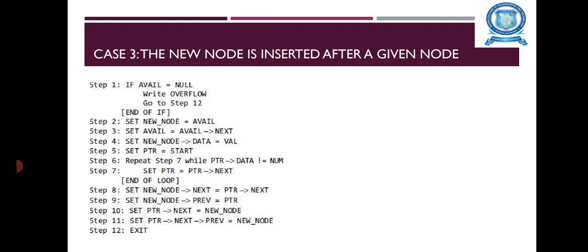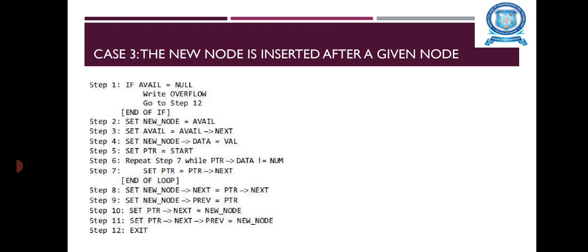Then the next case is the new node is inserted after a given node. This is also the same as in the singly linked list. Here we take the pointer variable and initialize it at the start. The pointer now points to the first node of the linked list. In the while loop, we traverse through the linked list until we reach the particular number. After this, the new node will be inserted after that particular node.